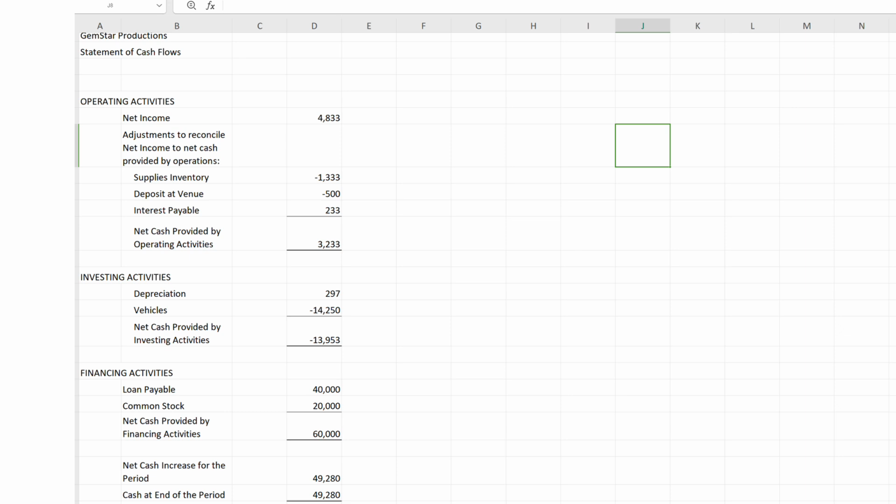But these are transactions that did not show up in the net income. So we have supplies inventory, deposit at venue, and interest payable. Under supplies inventory, we actually purchased supplies at $2,000 and only used $667, which left $1,333, which we show a debit from this account because this is an increase. And then we subtract that number, $1,333, because it's a reduction in cash left or available.